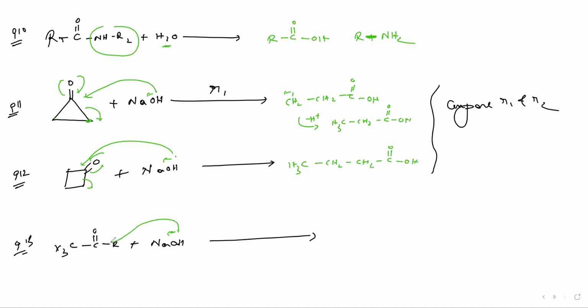Here OH minus attacked here, this one like this way, and CX removed. So you get RC double bonded OH plus CX3 minus. This CX3 minus can accept an H plus ion, it gives CH3. Okay, is it clear?